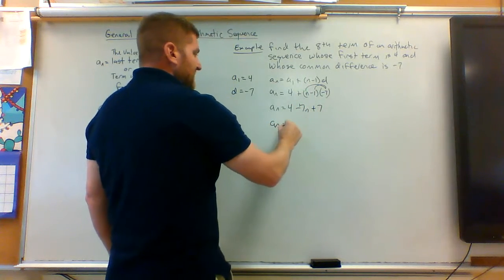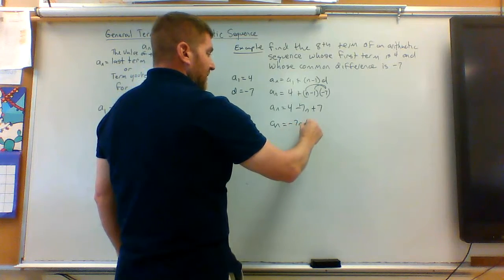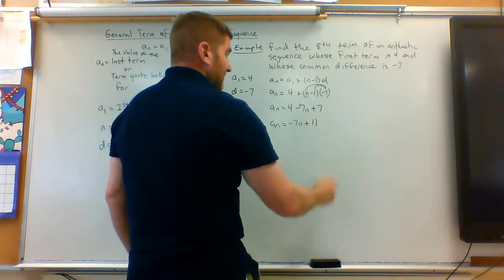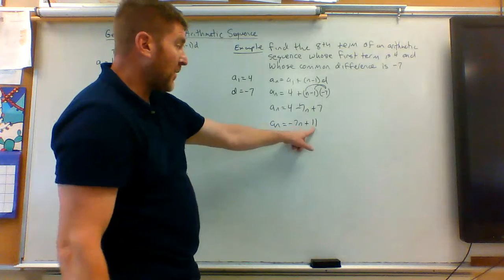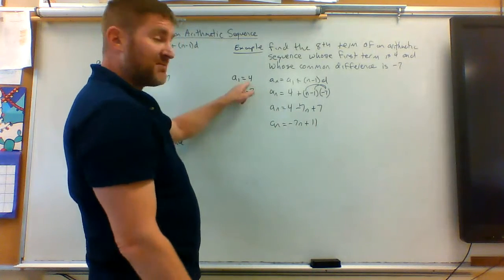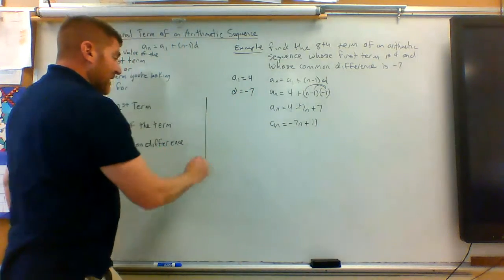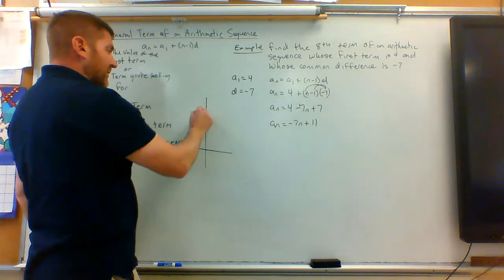And now, if I write this as a line, negative 7n plus 4 plus 7 is 11. Now, you can see that this is my y-intercept, but that's not my first term. That's my first term. But if you think about a graph, your y-intercept would be here at 11.